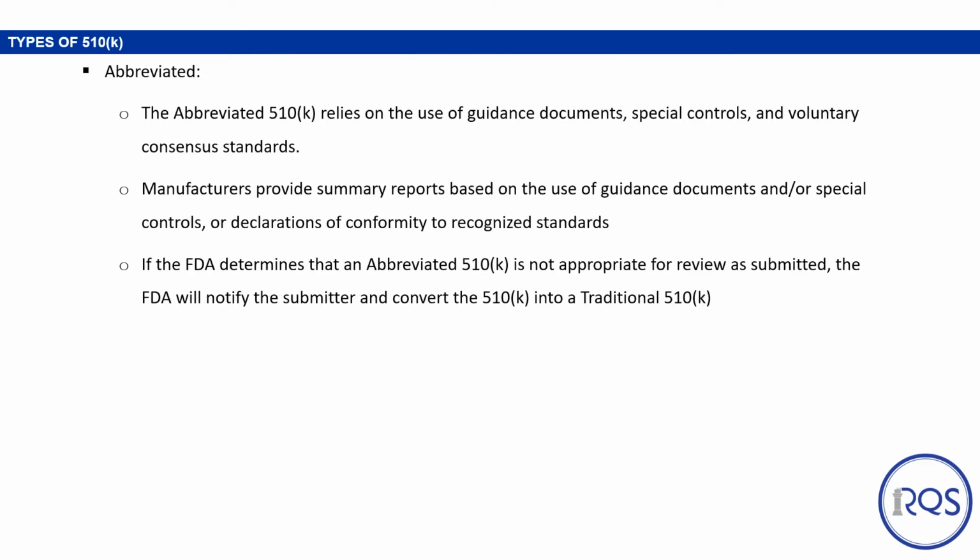An abbreviated 510K relies on the use of FDA guidance documents, demonstration of compliance with special controls, and/or voluntary consensus standards. In the abbreviated 510K submission, manufacturers provide summary reports based on the use of guidance documents or special controls, or declarations of conformity to standards to help facilitate the FDA's review of the submission. If the FDA determines that an abbreviated 510K is not appropriate for the review, the FDA will notify the submitter and convert the 510K into a traditional 510K, and in most cases that will require additional information.